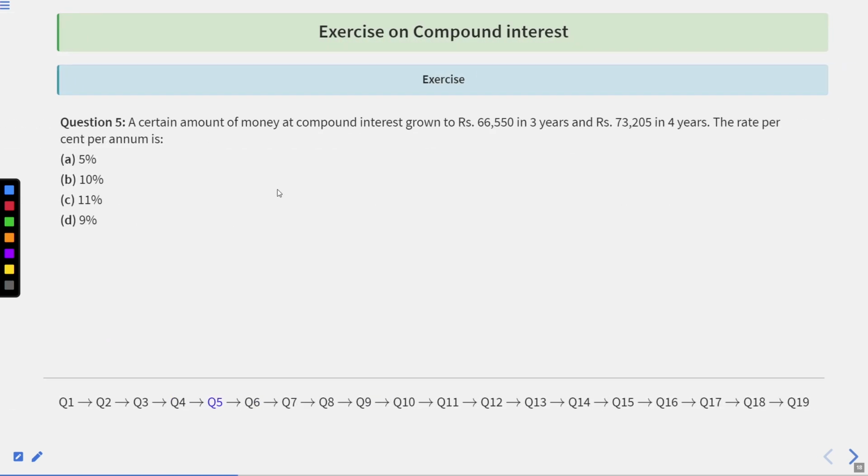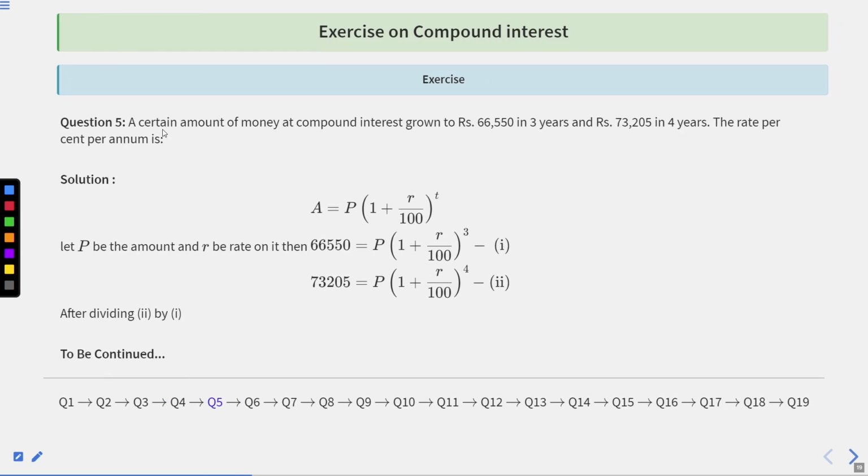Question number 5. A certain amount of money at compound interest grows to rupees 66,550 in 3 years and rupees 73,205 in 4 years. So the rate percent per annum is? So the solution: we have A equal to P into 1 plus R upon 100 to the power T. So that is the formula to find the amount.